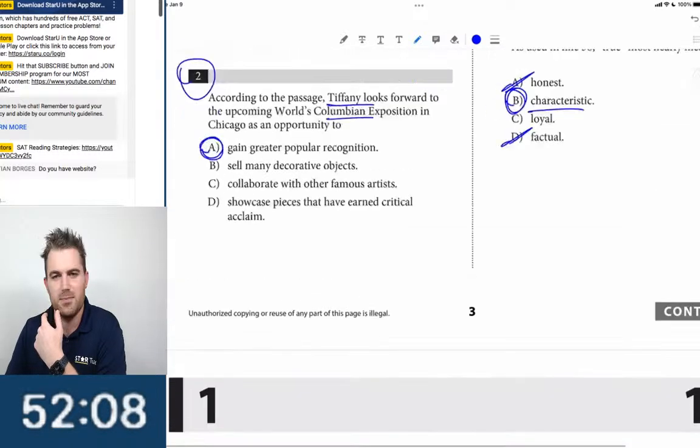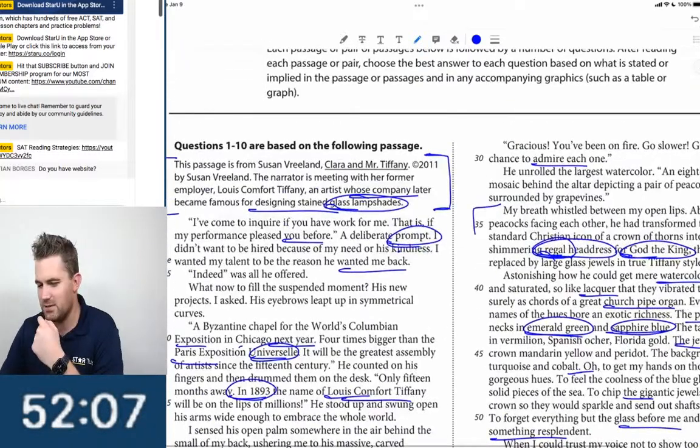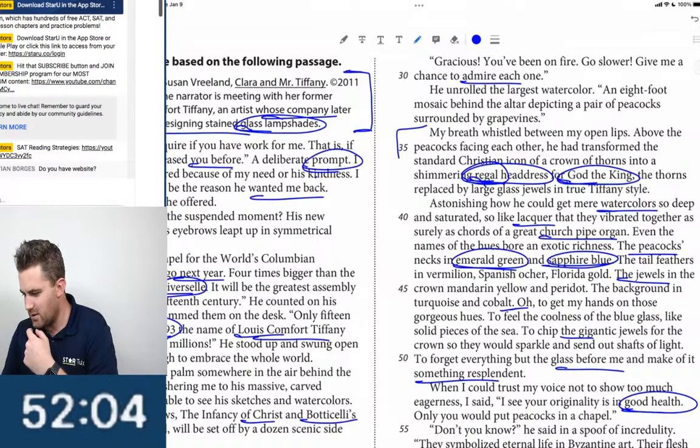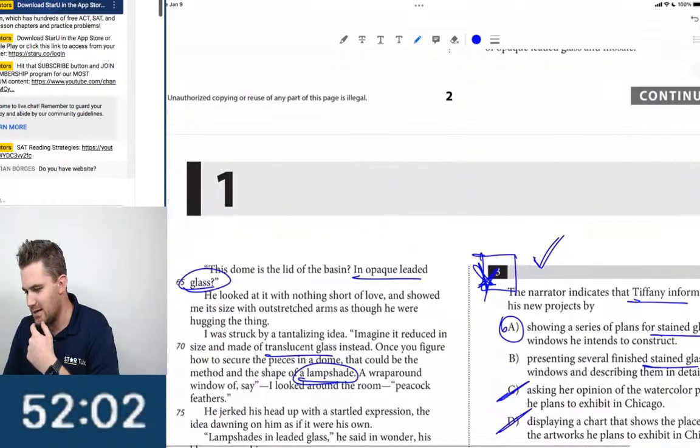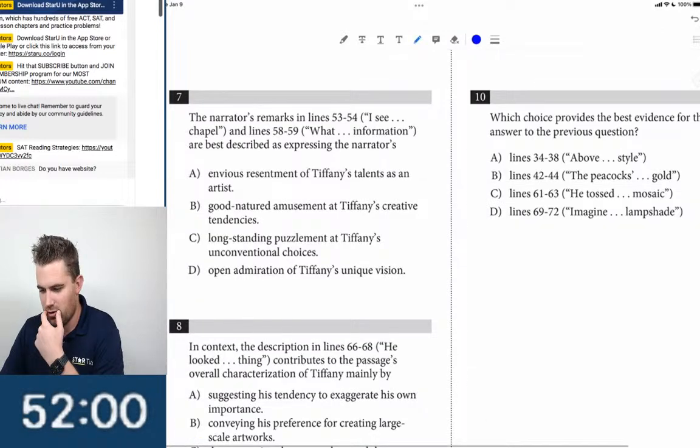Again, we can come back, but does everybody see that? I think it's back that they vibrated together as surely as chords. It's definitely C. That one's not too hard. I shouldn't need to go back, but now I'm starting to question myself.